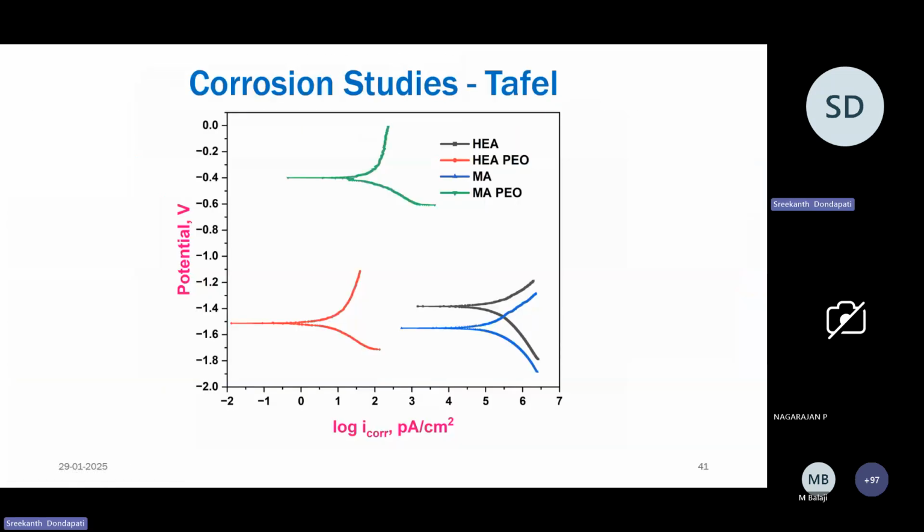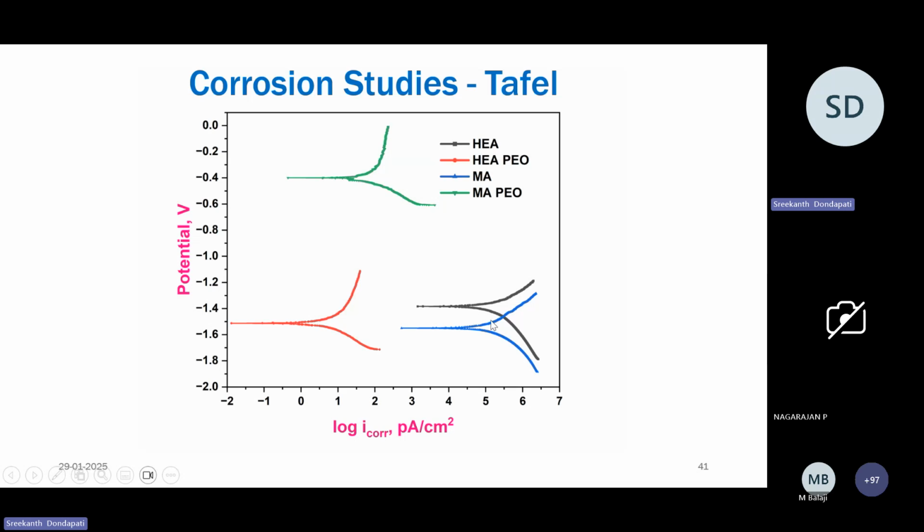And corrosion studies, when we compare, of course, this graph represents even the coated ones also, but I'm not going to discuss that now. But when you compare microalloy and high entropy alloys here, the blue one corresponds to microalloy, and the black-gray color corresponds to high entropy alloy. So these two are the uncoated alloys. One is microalloy and another one is high entropy alloy.